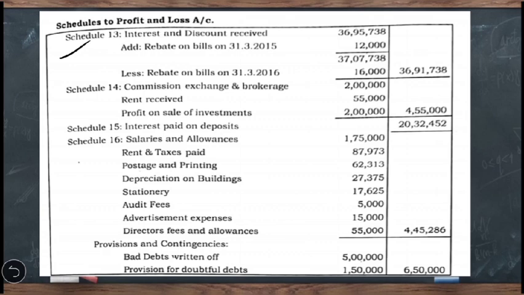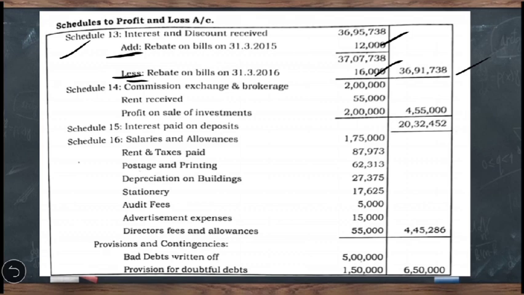Opening balance has to be added and the closing balance has to be deducted. The same adjustment has been done here. The opening balance of 12,000 has been added here and 16,000 closing balance has been deducted. So ultimately the amount comes to 36,91,738. So this is the total of note number 13.